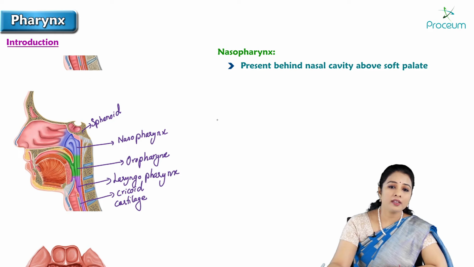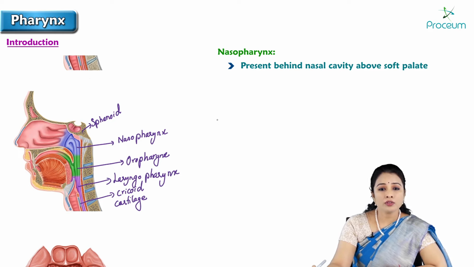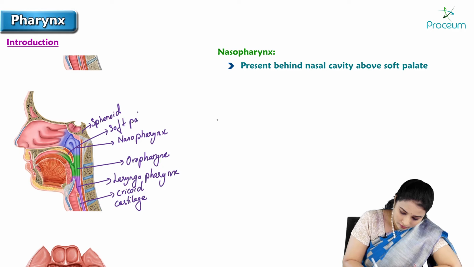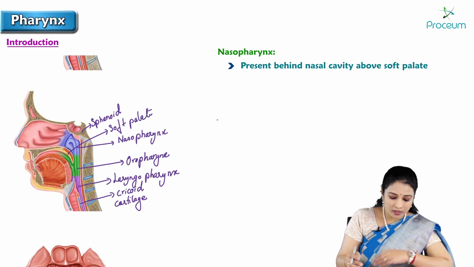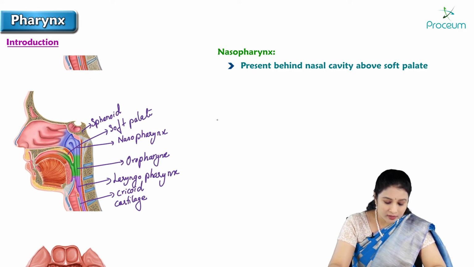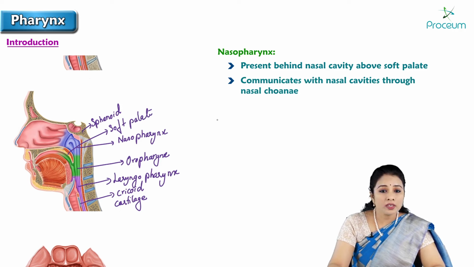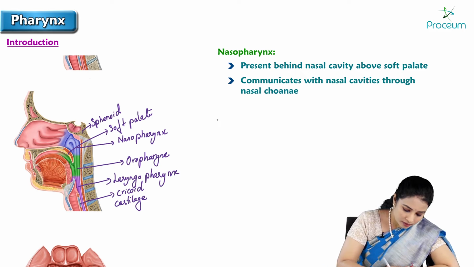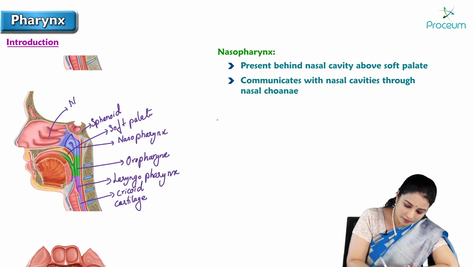Nasopharynx is present behind the nasal cavity above the soft palate. So here is the soft palate. So the blue colored structure is the nasopharynx, and it communicates with the nasal cavities through nasal choanae, that is the posterior nasal apertures. So here is the nasal cavity.